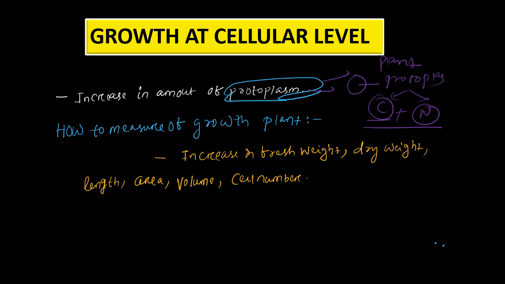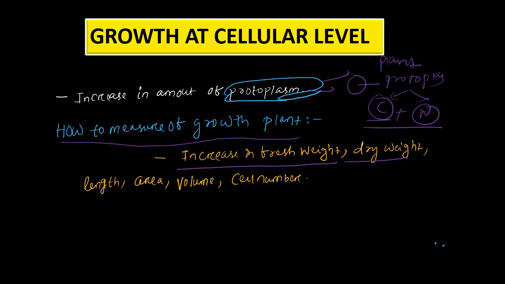Next is how to measure the growth of a plant. We know plants grow, but how? What exact parameters do we use to measure plant growth? One is increase in weight: fresh weight and dry weight. So first is increase in fresh weight.